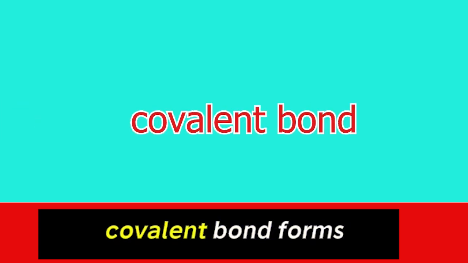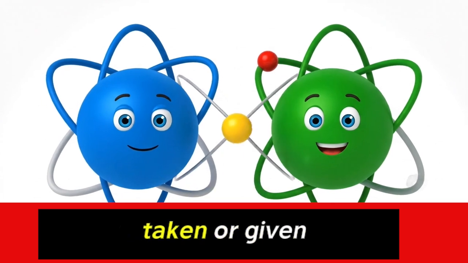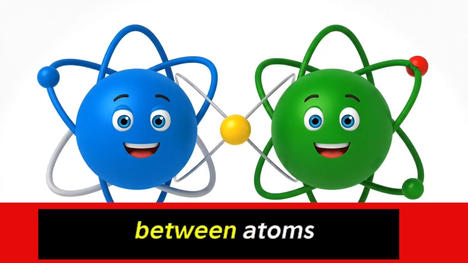Covalent bonds. A covalent bond forms when atoms share electrons. No electrons are taken or given. They are shared between atoms.